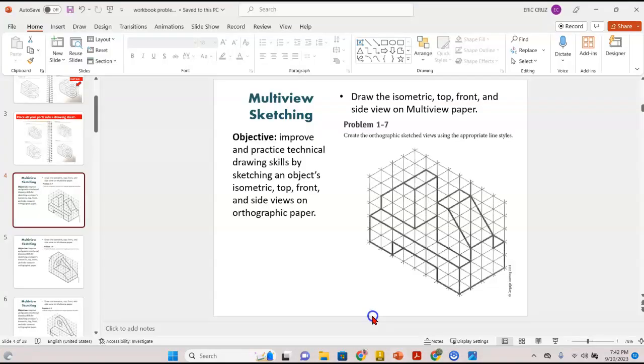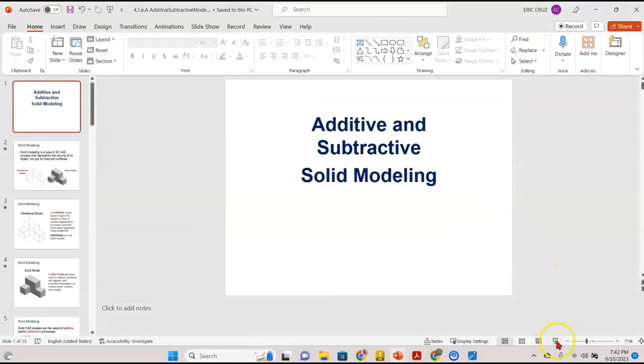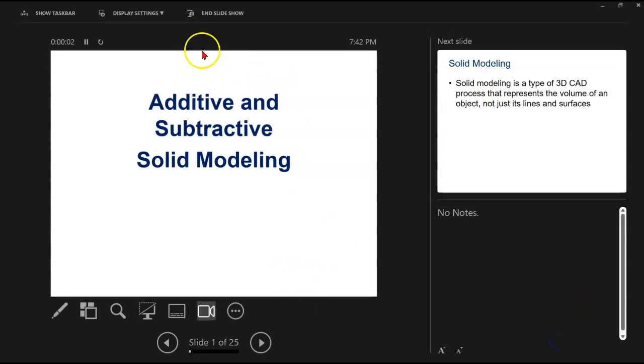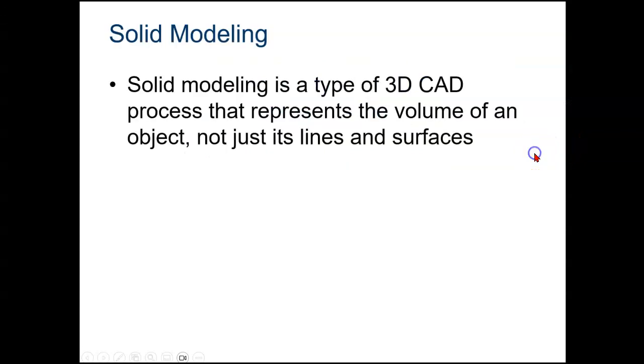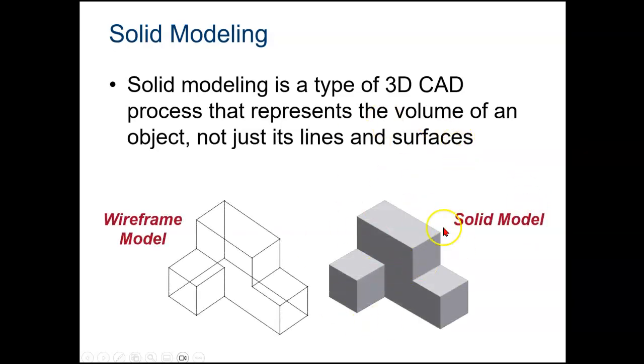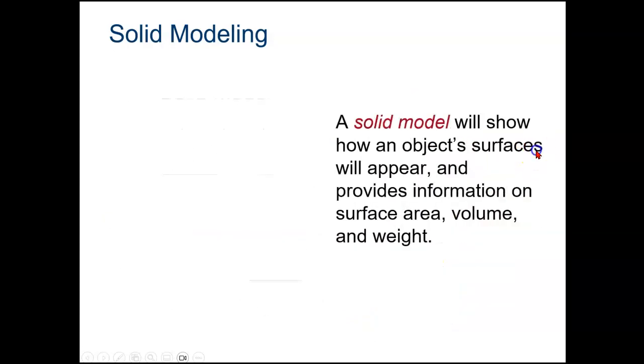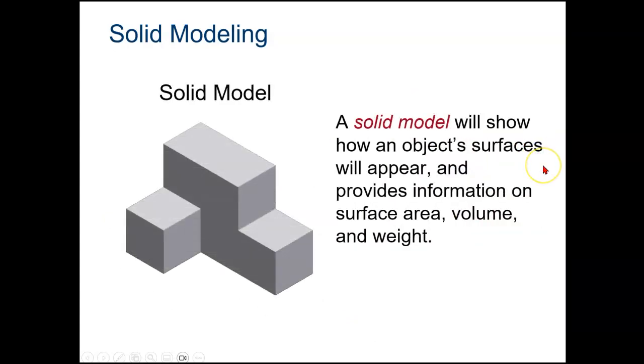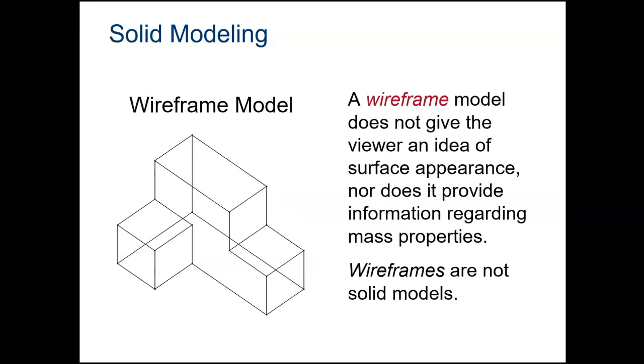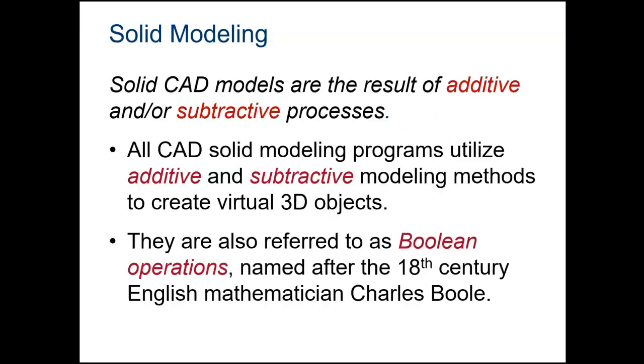So let me do a little bit of explanation of what that means. Solid modeling is a type of 3D CAD process that represents the volume of an object, not just its lines and its surfaces. Here we have an example of a solid model. A solid model will show an object's surfaces and provides information on surface area, volume, and weight. A wireframe model does not give the viewer an idea of the surface appearance, nor does it provide information regarding mass properties. Wireframes are not solid models.